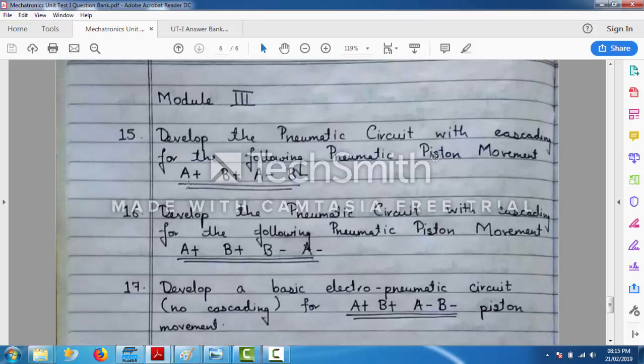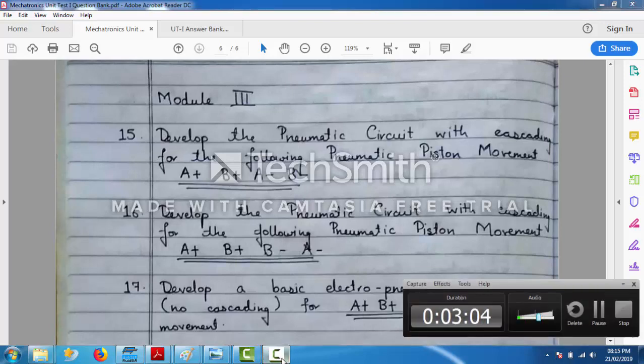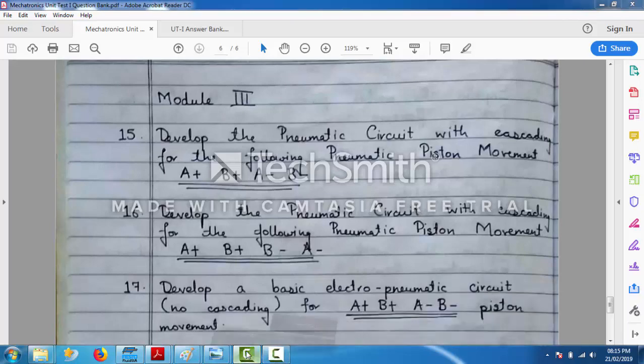It means what should happen? A cylinder should come out first, then B cylinder should come out, then A cylinder should go back, then B cylinder should go inside. Sorry, piston. A piston should come out, B piston should come out, A piston should go in, B piston should go in. That is what they want. Pneumatic circuits are quite important in industry itself. So it is quite good if you understand them right now.